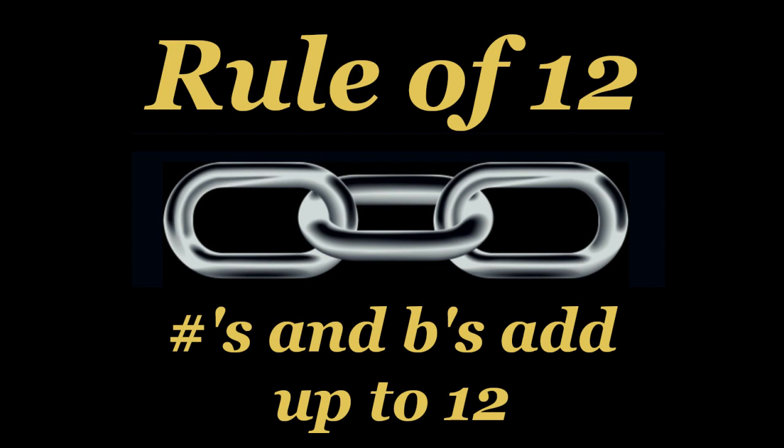What in heaven's name is the rule of 12? Well, the rule of 12 says that when we write the same scale in two completely different ways, but there is no difference in sound, the sharps and flats in both scales will always add up to exactly 12.